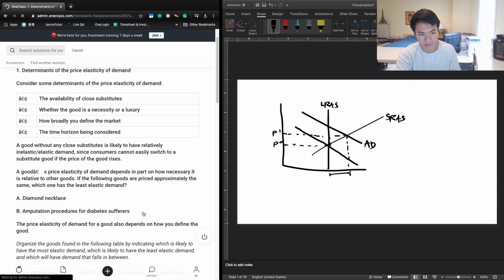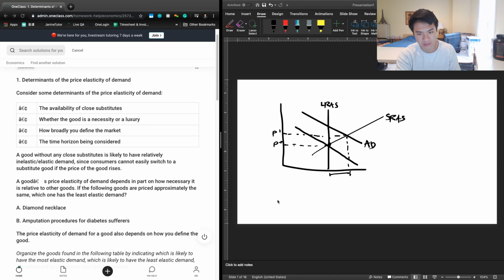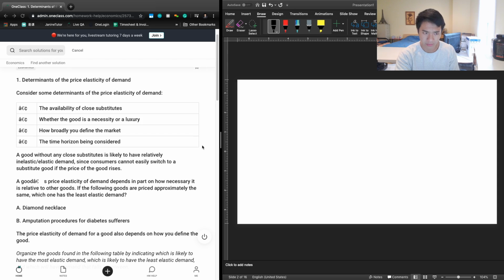All right, so I think we have several here. So let's take a look. The first question is on the determinants of price elasticity of demand. Consider some determinants of the price elasticity of demand. Number one, the availability of close substitutes. Number two, whether the good is a necessity or a luxury. Number three, how broadly you define the market. And number four, the time horizon being considered. A good without any close substitute is likely to have relatively inelastic or elastic demand, since consumers cannot easily switch to a substitute good if the price of the good rises.